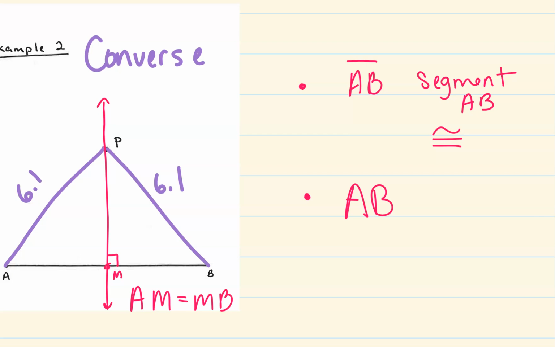When you say AB and you don't put the line above it, that's when you're talking about the value or the length of AB. So when we say AB, it's some kind of a number, like 6.8. And that's when we would use that things were equal, because numbers can be equal to each other. Shapes are congruent. Numbers are equal to each other.